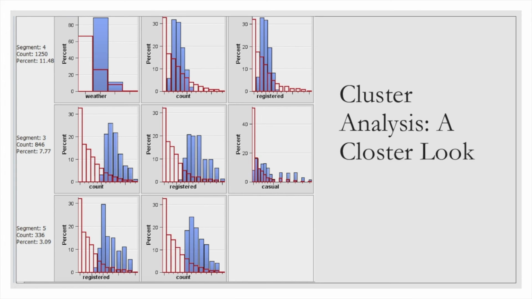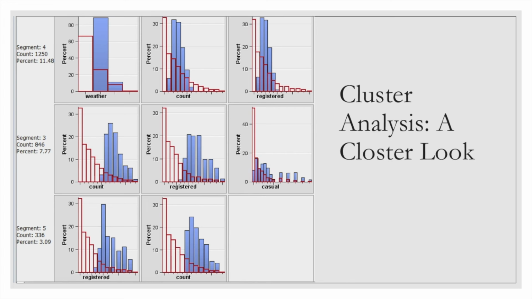Segment 3 has a count of 846 and makes up 7.77% of the data. Its most important variables include count, registered, and casual. The count is much higher and tends to be above average. The same analysis applies to registered. Casual, however, has a distribution that tends to be average.